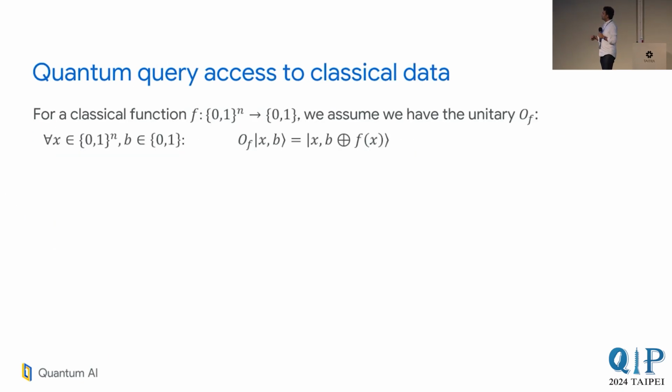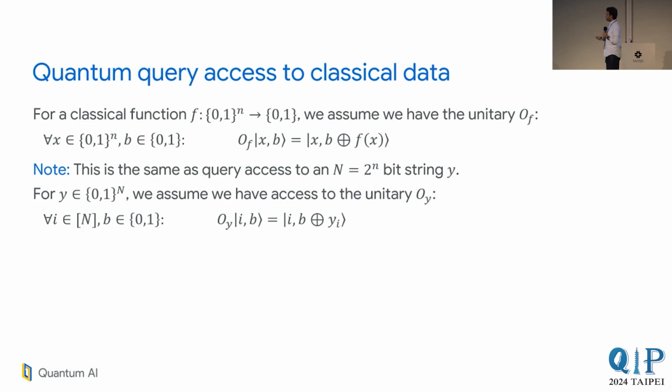So we already saw this in the first part of the talk. We saw how you might express query access to classical data. One way to do this is the same way I described with Grover's algorithm. You have some function, and you have access to a unitary that, on a given input and a bit, keeps the input the same and copies the value of the function. It XORs it over there.